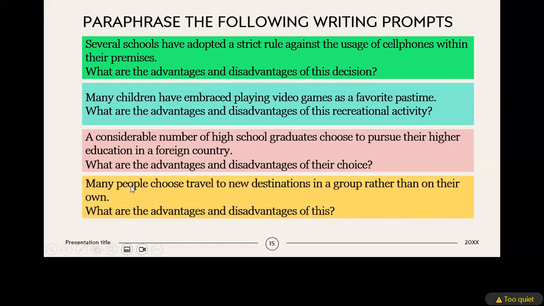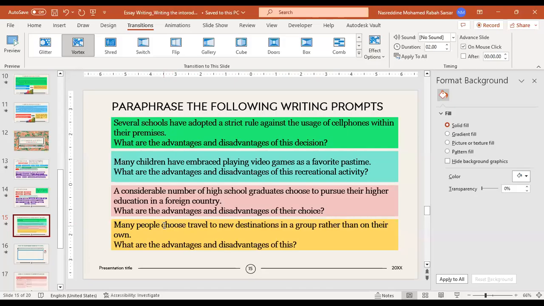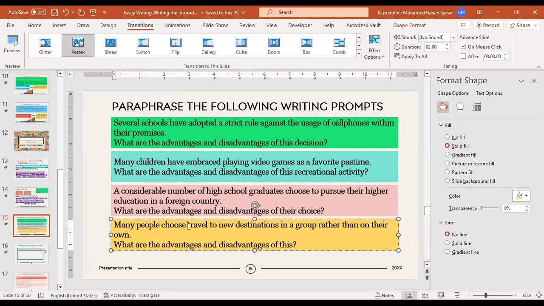Now, the last topic, many people choose to travel. This is my mistake, guys. So I need to fix it. Just give me a second. So choose to travel. You see, even teachers make mistakes.